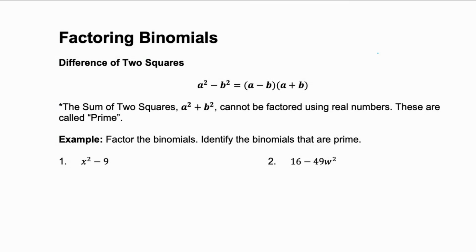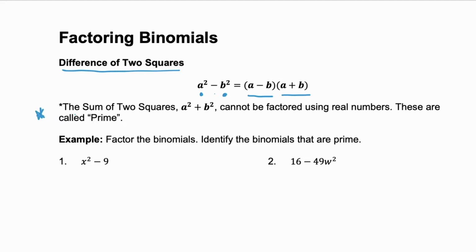Remember that binomials are polynomials that have two terms. The binomials that we're going to factor today are the difference of two squares. So the first term is something squared, and we're subtracting from it the second term, which is also something squared. And that factors into these two binomials: one where we're subtracting those two terms, and the second where we're adding them.